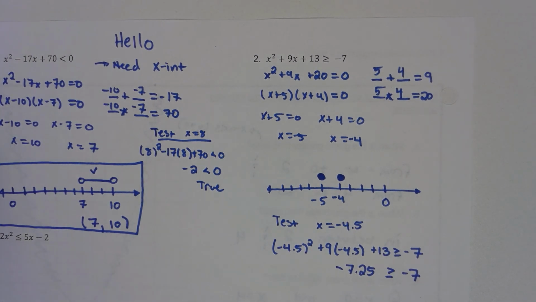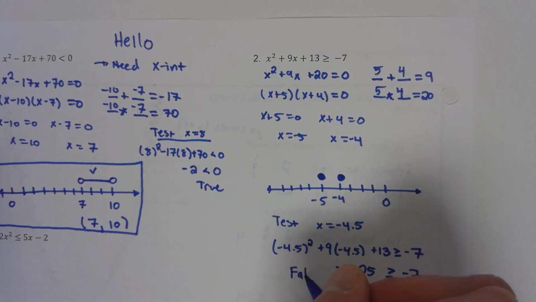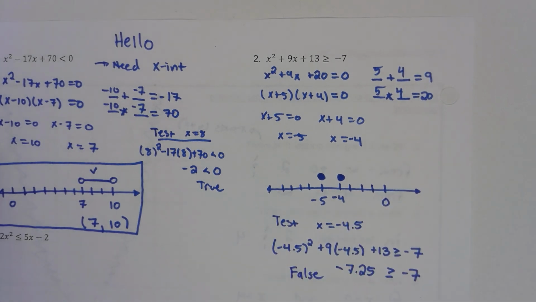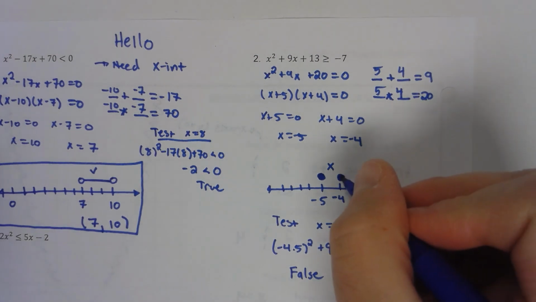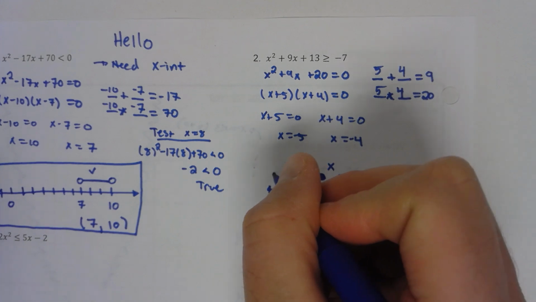These negatives always make it a little bit weird. This is false. Negative 7.25 is more negative than negative 7, making it less than. So this is false. Okay, so when it's false, the numbers in between negative 5 and negative 4 do not work. And because of how these graphs play out, it means all the other numbers that go away from the anchor points, or away from the x-intercepts, will work.